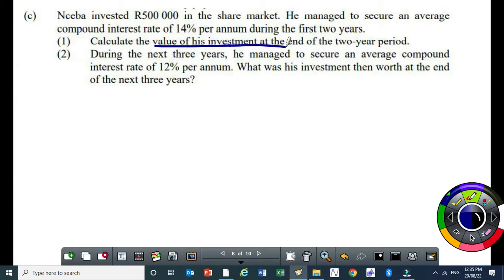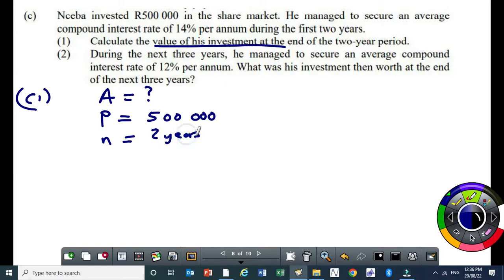So you want to calculate A, it's not given. P is 500,000 rand, that's the amount that he is going to invest. Then N is 2 years, and the interest rate is compounded per year, so it will be 0.14, which is the same as 14%. Okay? So, which formula are we supposed to use?